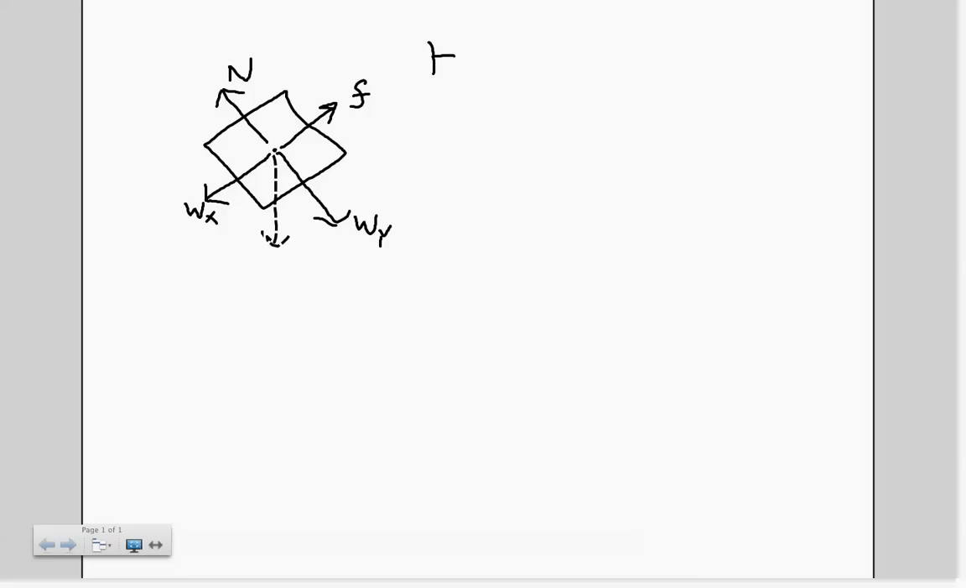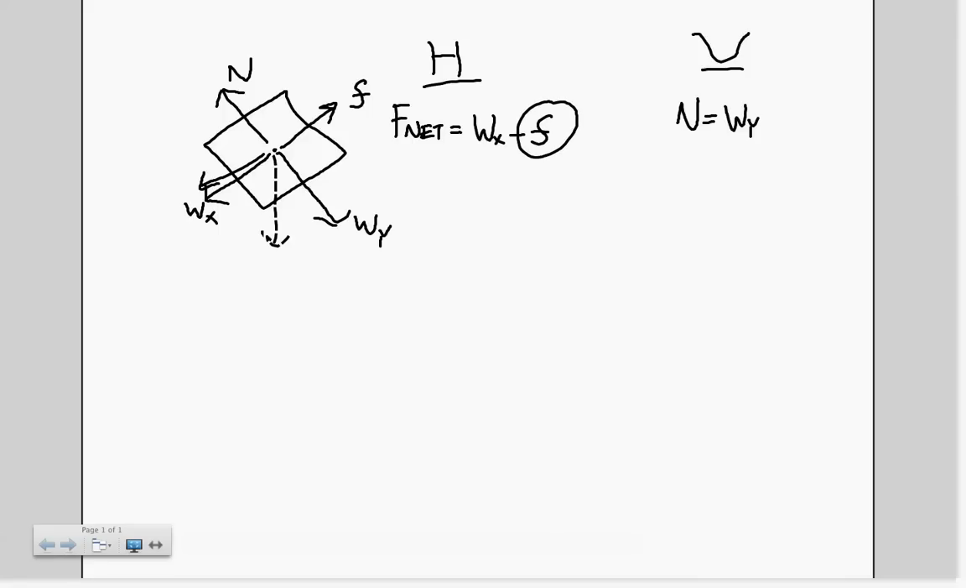We have the horizontal and the vertical. For the horizontal, we are going to have a net force, or F net, which is equal to weight x minus this friction force. For the vertical, we're just going to have normal is equal to weight y. So let's start seeing what we can substitute and how we can isolate this friction force, which is the value that we'll want to find at first, since it asks you to find the friction force.